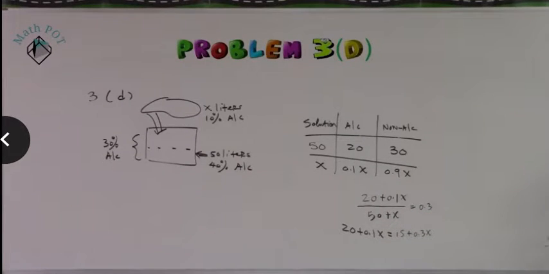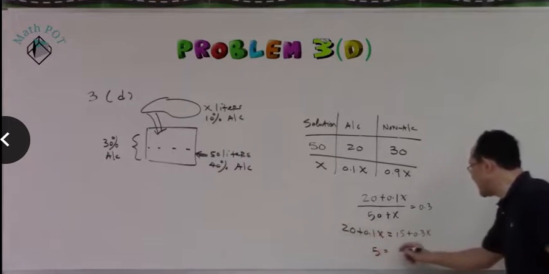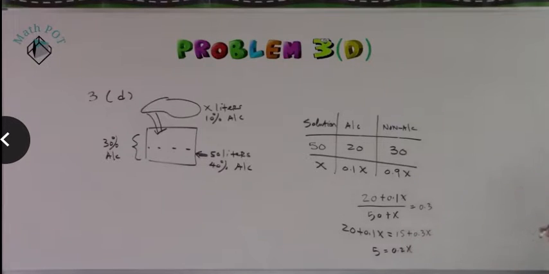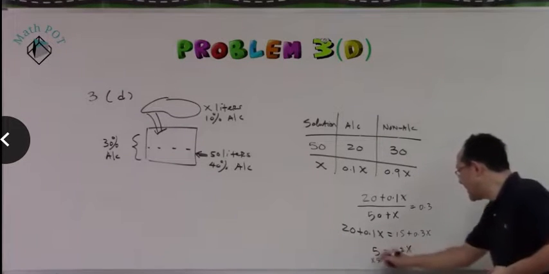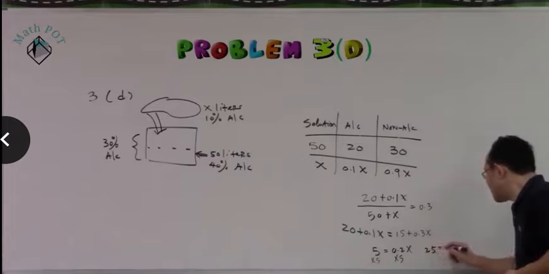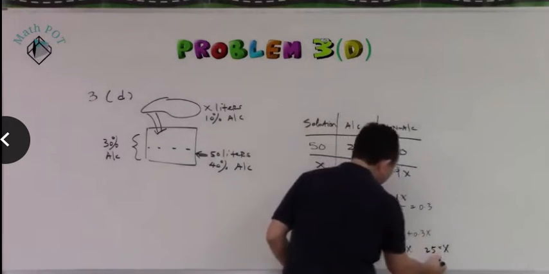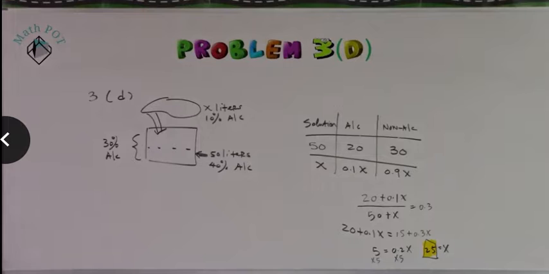Next, let's quickly solve this. Move the number to this side, which gives us 5, and the variable to the other side, which gives us 0.2x. How do we solve this? The best way is to multiply both sides by 5. This side becomes 25, and the other side gives us 1 times x, which is x. The problem asks us to find x, so this is our final answer: 25 liters.